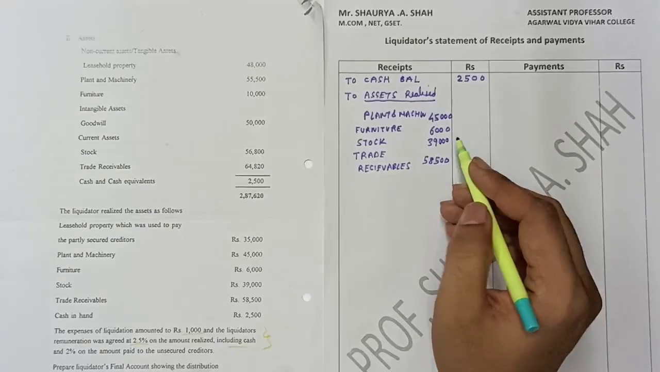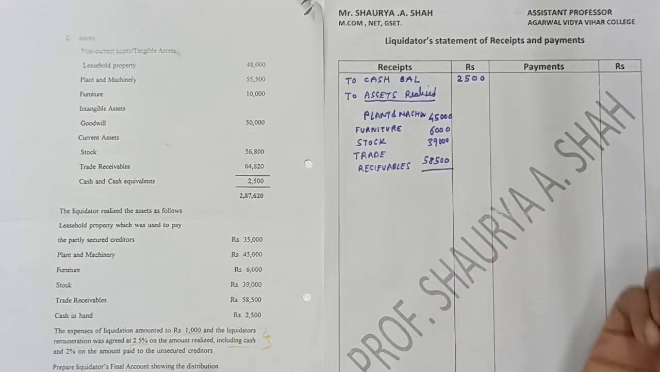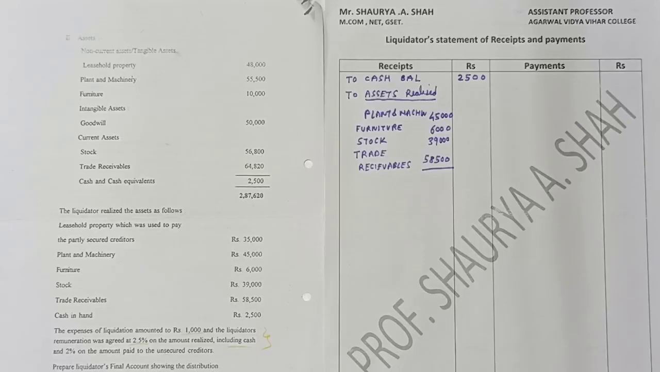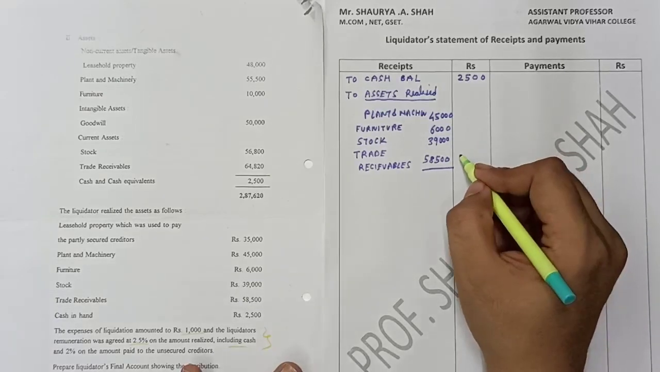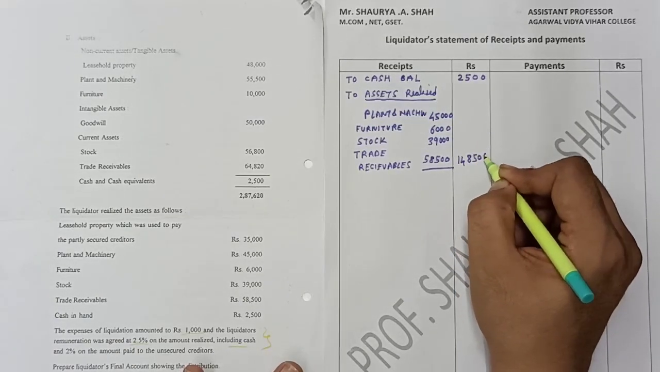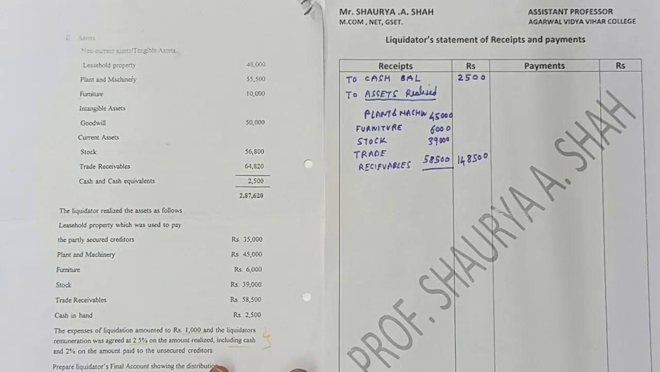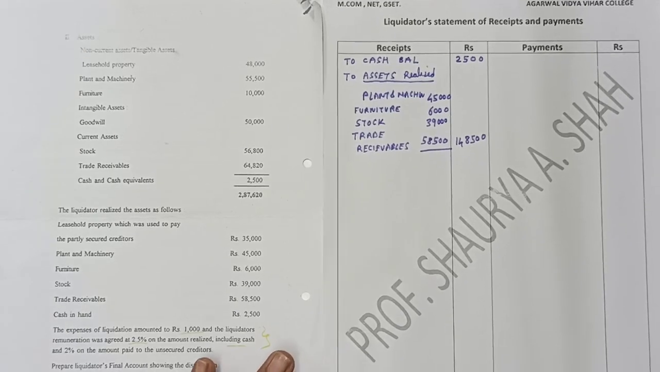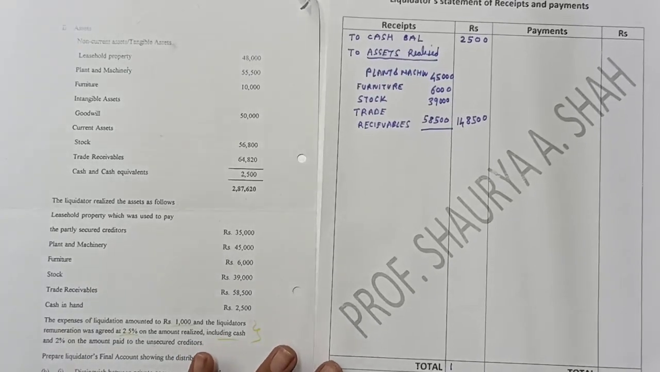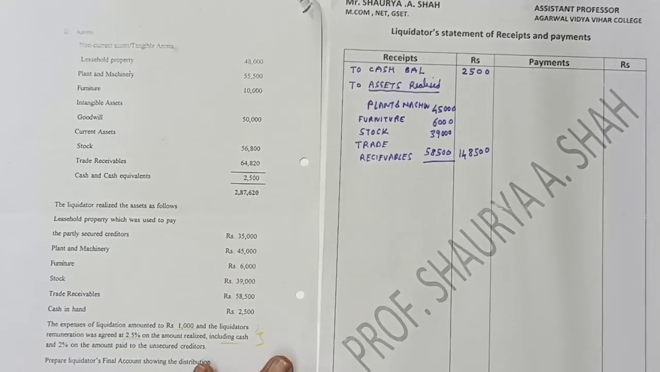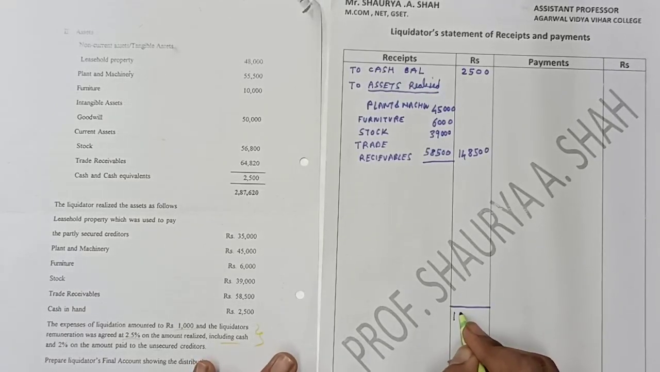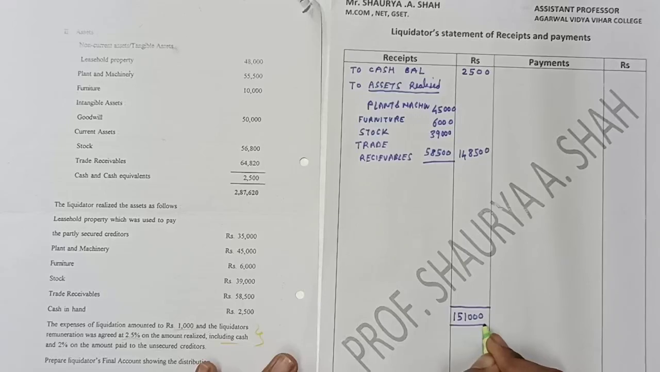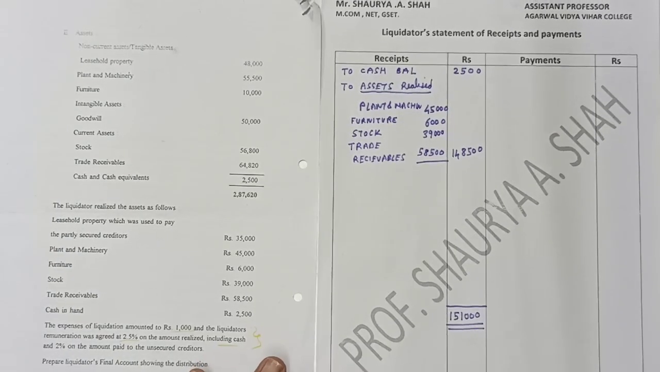Fine. Do the total of the entire receipt side of your assets realized. You will get the total of, I suppose, 1,48,500, and do the total of the receipt side itself because there is nothing new which is going to come on the receipt side. So do the total of that also. Your total, students, will come to 1,51,000 rupees. Is it clear, everyone?